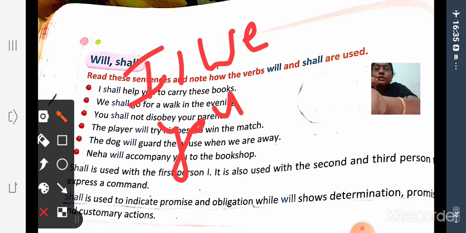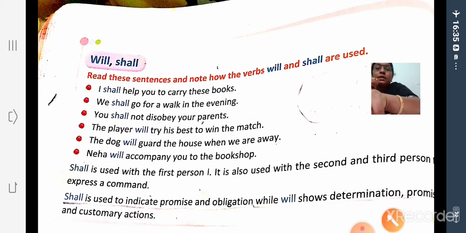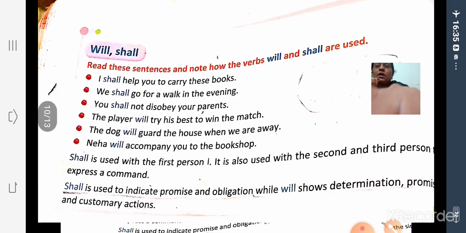Shall is used with the first person. It is also used with the second and third person to express a command. These are modal auxiliaries. Shall is used to indicate promise and obligation, while will shows determination, promise and customary action. So, usage of shall: we use shall to indicate promise and obligations. Obligations means our duties. While will shows determination, our decisions, promises, customary actions, etc. Okay, use of shall and will.